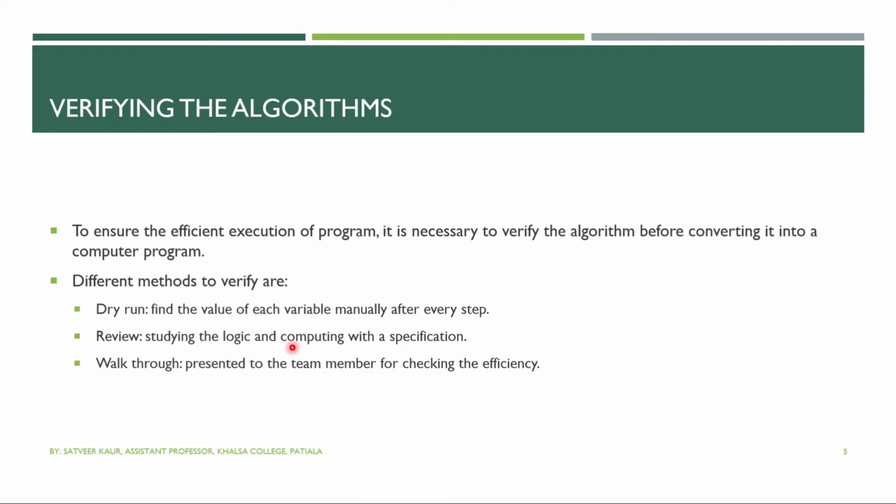Right? In the first, we have to find the value of each variable manually, and in the review method, we have to study the logic and compare with a specification, a particular specification. And in the walkthrough method, the algorithm must be presented to a team member for checking its efficiency.